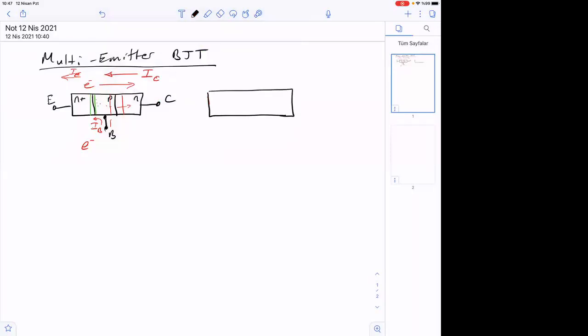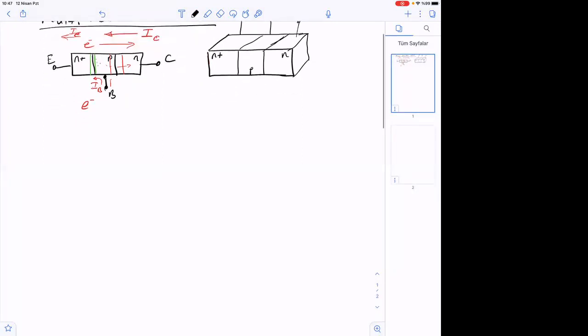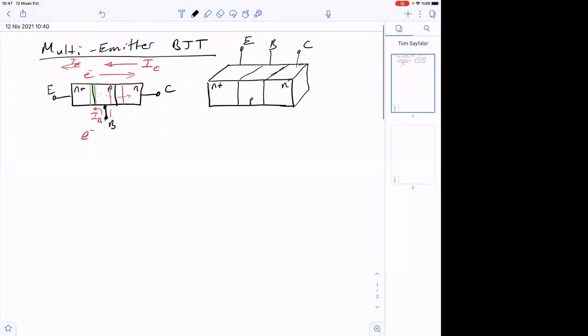So we show this two-dimensional view, and sometimes they show it this way. So this is going to be the device: N plus, P, and then N here. Again, we call this side collector, this side base, and this side emitter. But in IC technology, this is not what you do.